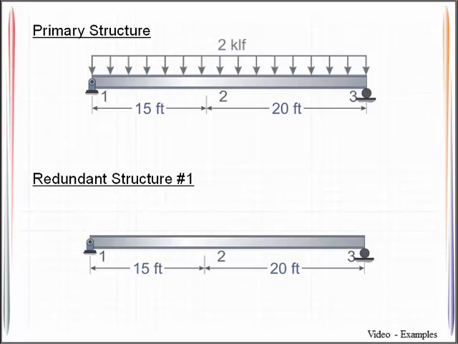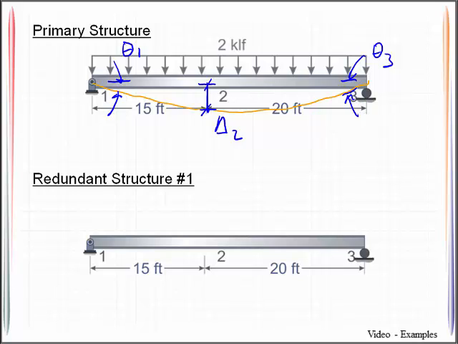Now back to the primary structure. This is where we ended up removing our redundant forces, all 3 of those. And I'm going to go ahead and sketch the deflected shape here. And I want to label quantities of interest to me. So here is theta 1. Here is delta 2. And theta 3.